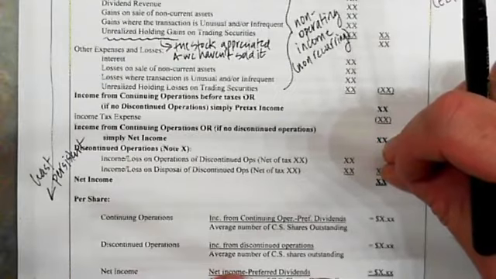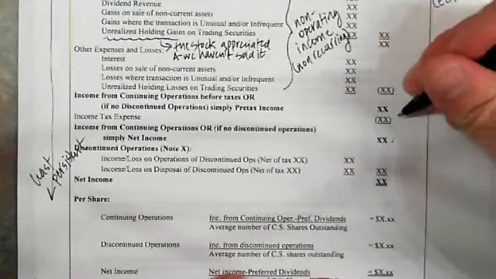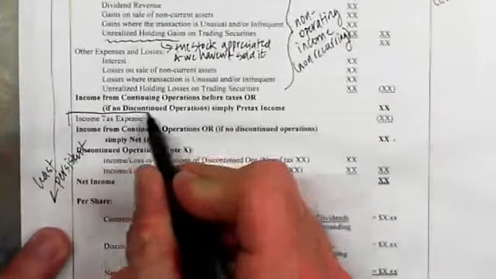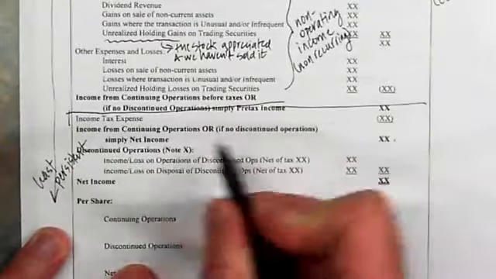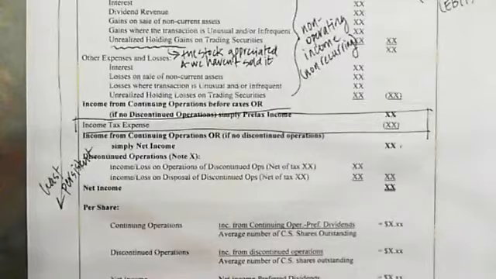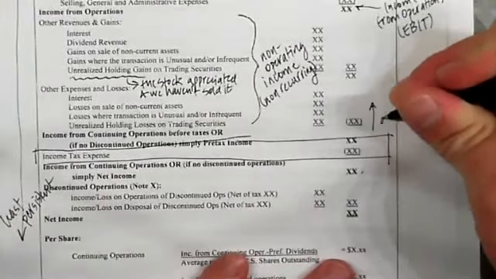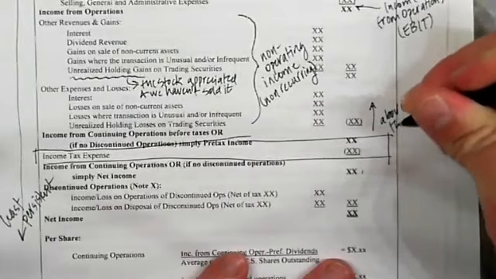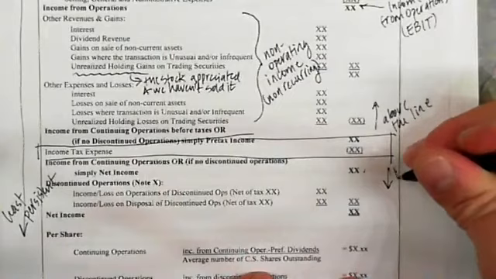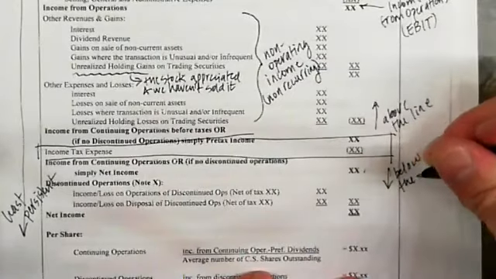So, pretending that we do not have a discontinued operation, this would be pre-tax income. This is tax expense. So a lot of times we'll talk about things being above the line and below the line in accounting, in an income statement, especially in a multi-step income statement. Everything above the tax expense line is above the line. Everything below it is below the line. So tax expense is the line.